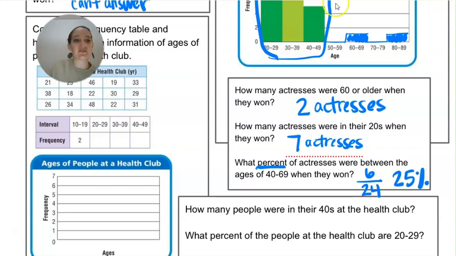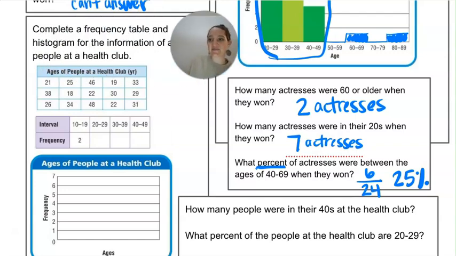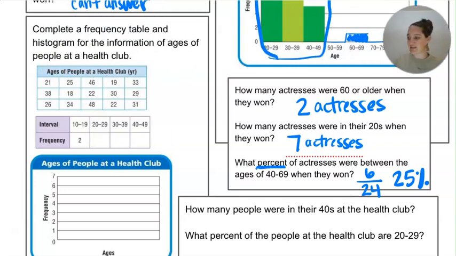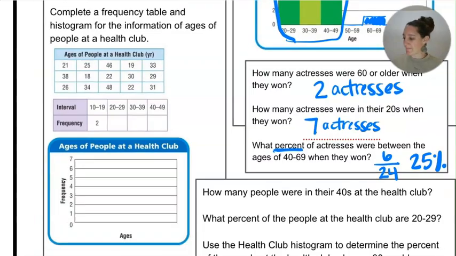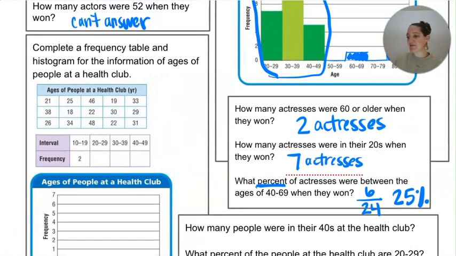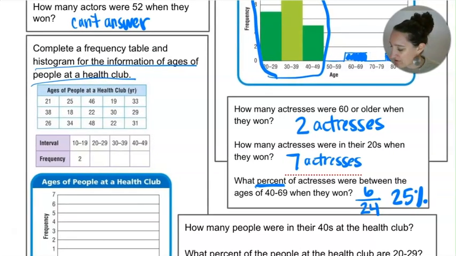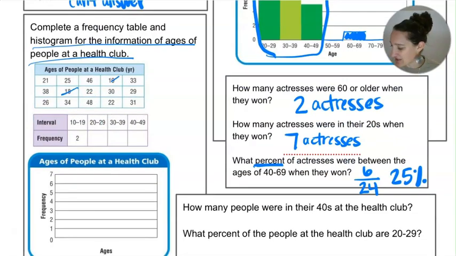Okay, I'm going to let you guys do the very last one on your own, and then we are almost done with this video. Okay. Complete a frequency table and histogram for the information of this health club, of ages of people at the health club. Okay, so there were 2 people in their teens, right there. How many people are in their 20s? 1, 2, 3, 4, 5, 6. 6 people in their 20s.